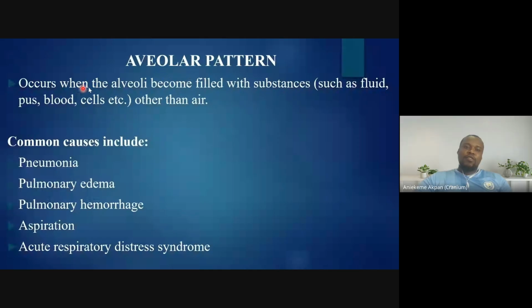Okay. So for the alveolar pattern, this occurs in the alveoli when the alveoli become filled with substances like fluid, pus, blood, and any other cells other than air. So you are mostly supposed to have air inside the alveoli. And when there is fluid, pus, blood, or any other thing that is not air within the alveoli, it tends to cause obstruction. And this obstruction will interfere with gaseous exchange, because it's not going to allow the normal oxygen and carbon dioxide, which is very vital for the cells of the body.